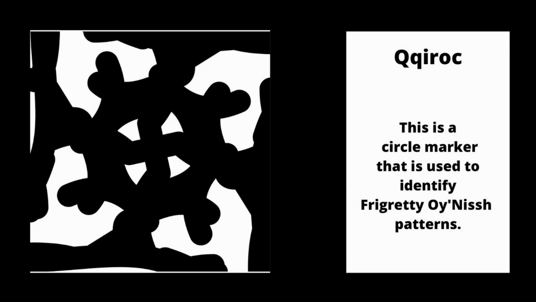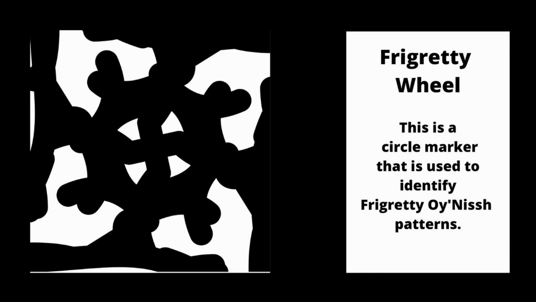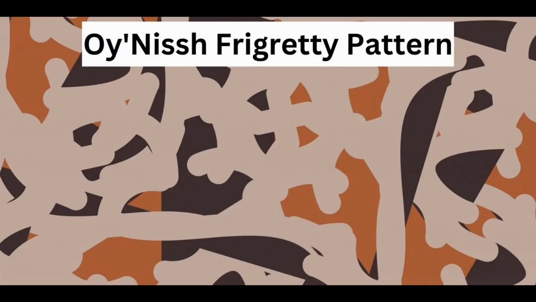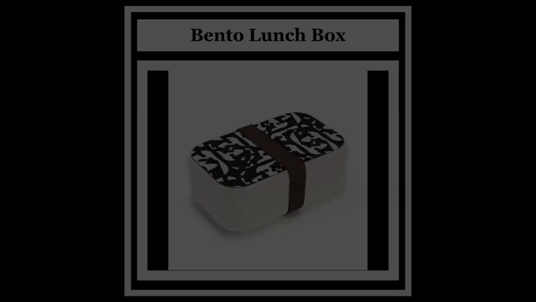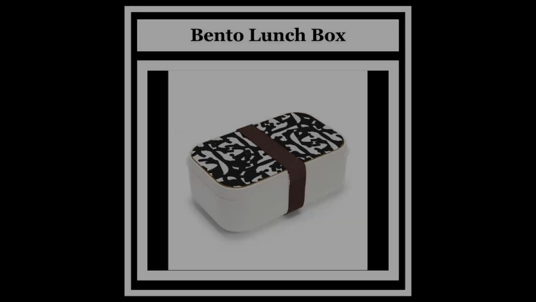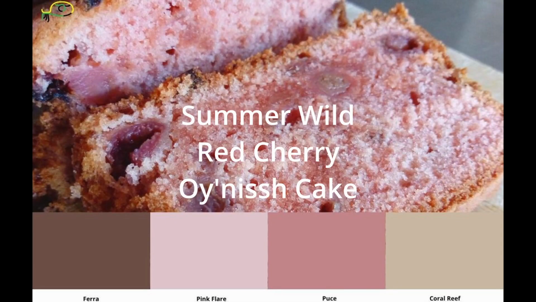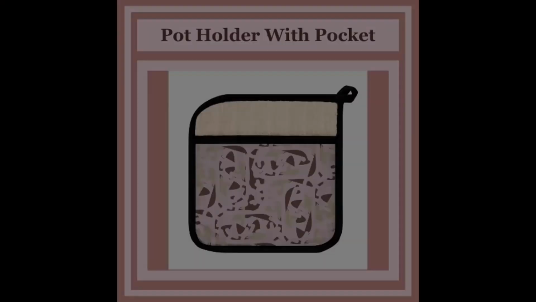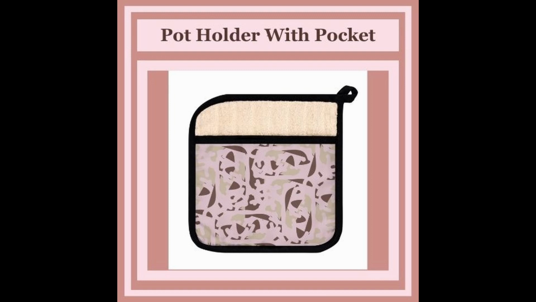Creation of the Qqiroc or Frigretty wheel. Frigretty is an Oy'Nissh design which is defined as unity and love around the table. It is a pattern made for kitchen accessories and features various aspects of the constructed language and food development, for example, themes relating to catering and Veeliksa creation for new words created to accommodate creative space.